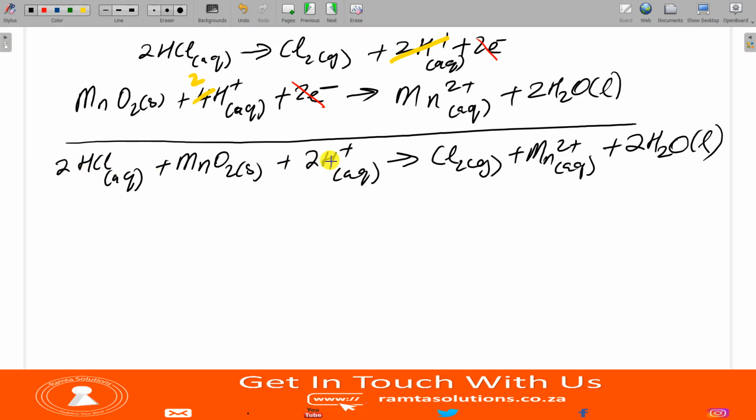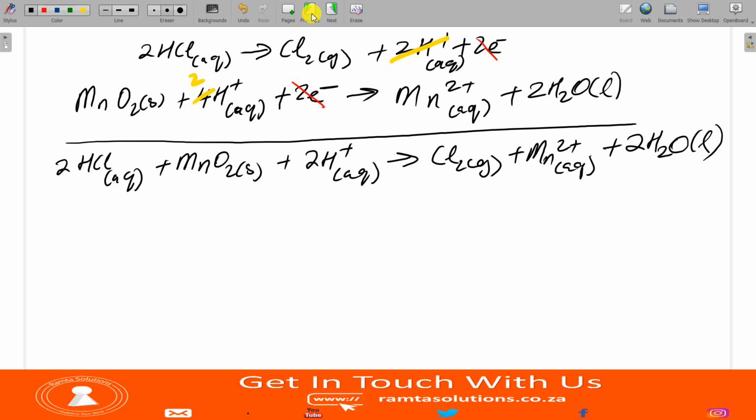Hydrogens 2, 2, it's 4, 2 times 2, 4. Chlorine 2, 2. Manganese 1, 1. Oxygen 2, 2. Balanced, right? So this is it, guys. This is how we balance redox reactions.